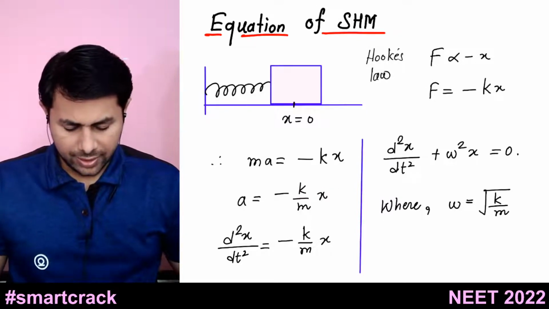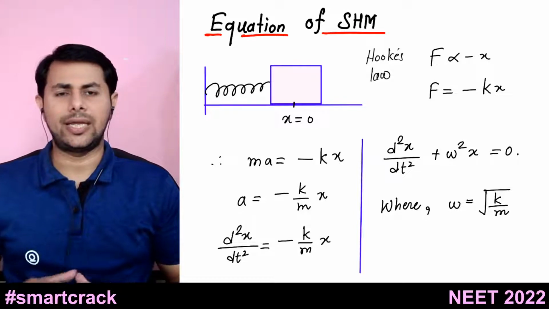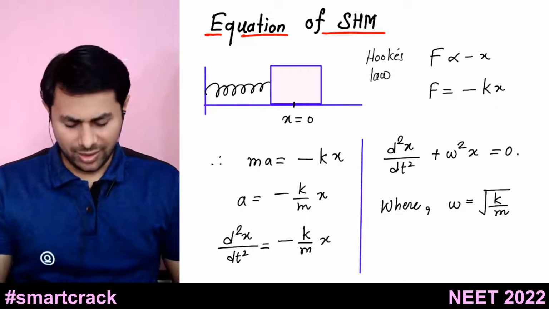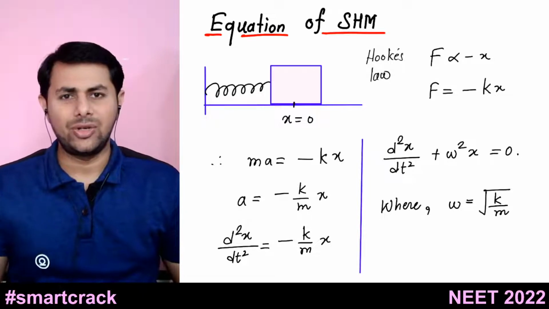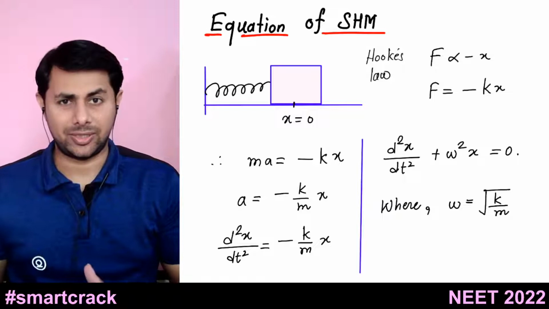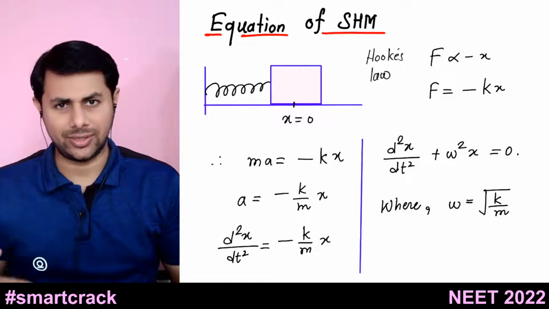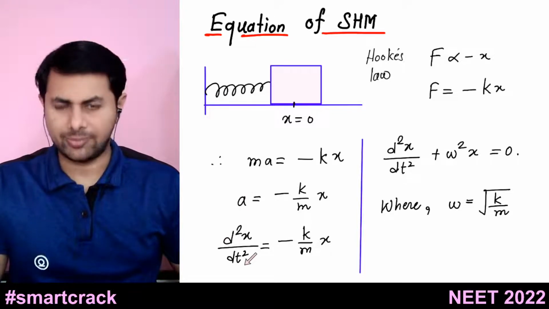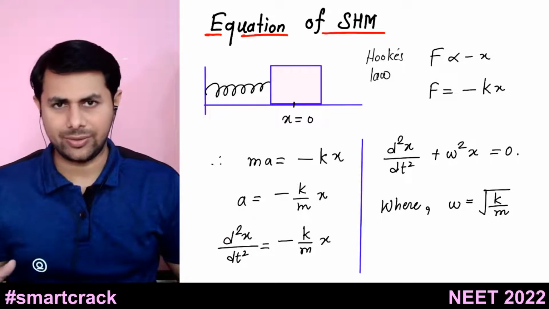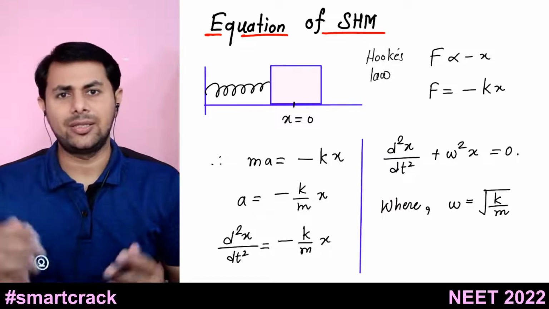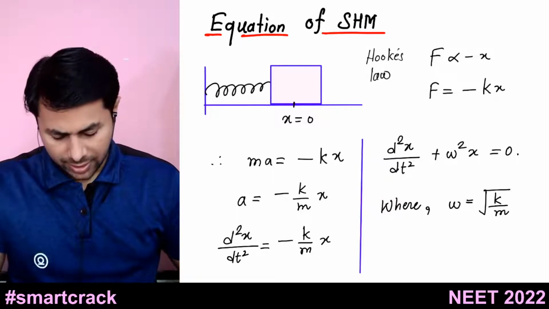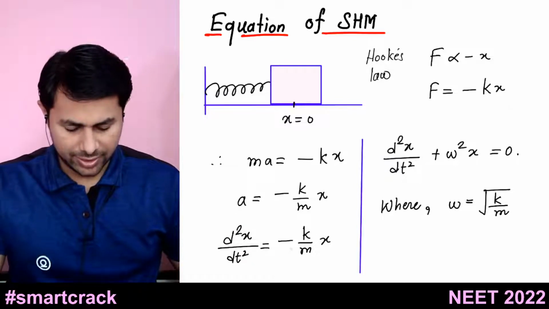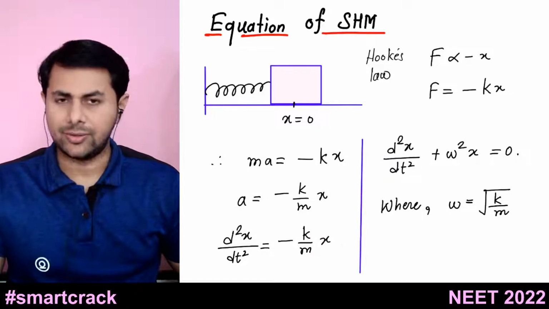As you know, the velocity can be written as dx by dt, the rate of change of position with respect to time, and the acceleration can be written as the rate of change of velocity with respect to time. So we can write acceleration as d2x by dt square. That means you take one derivative of position with respect to time, then you take another derivative. So you arrive at d2x by dt square equals minus k upon m into x.